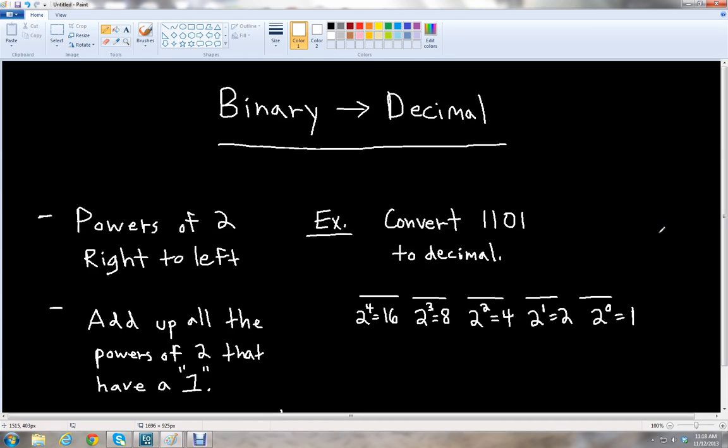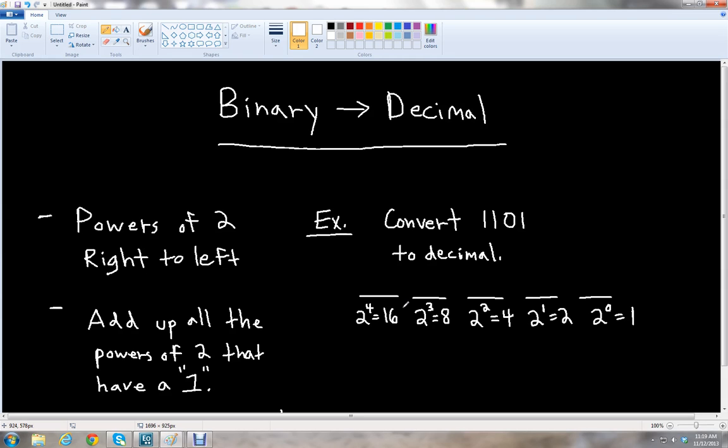There are a few rules that we need to know. We have the powers of 2. We're going to write those down from right to left, as we see here. We start at the rightmost digit, so 2 to the 0 power is 1, and then 2 to the first power is 2, to the second power is 4, to the third power is 8, and to the fourth power is 16, and so on.